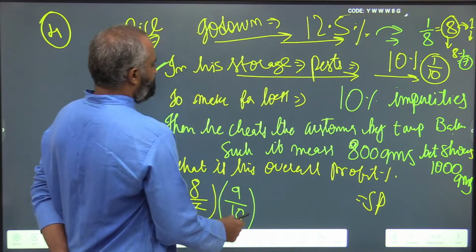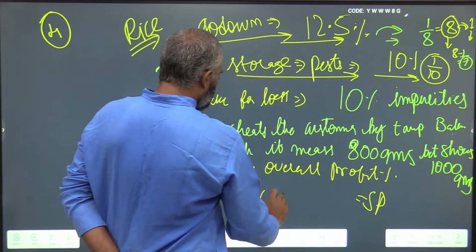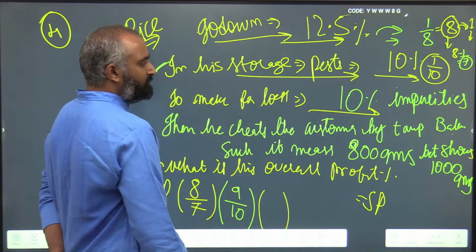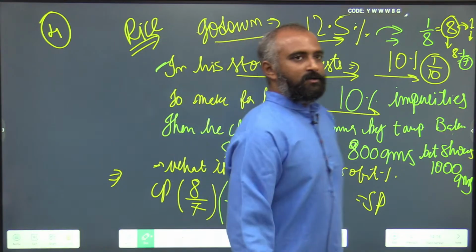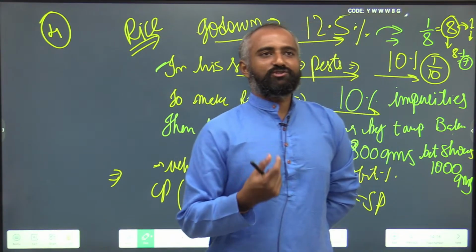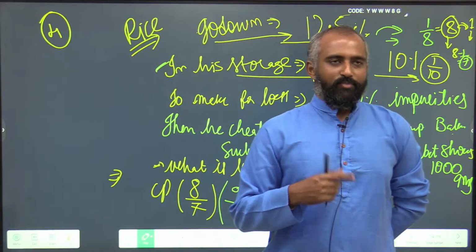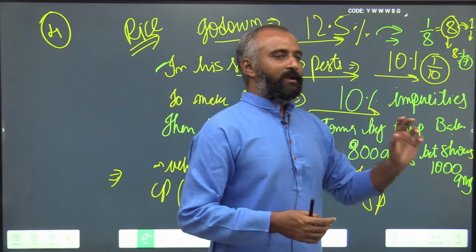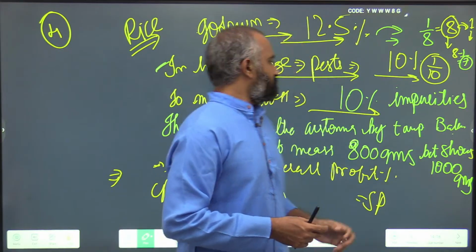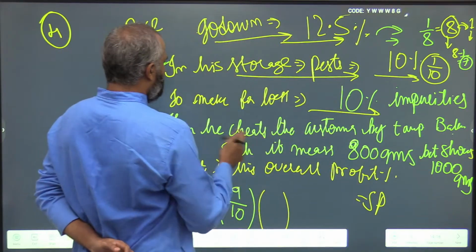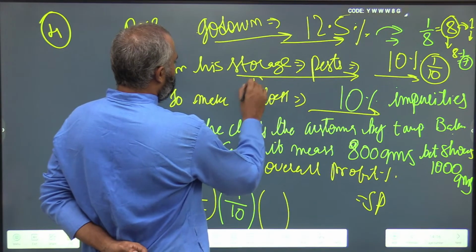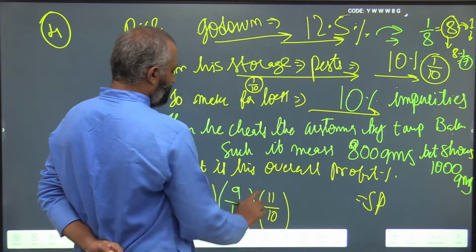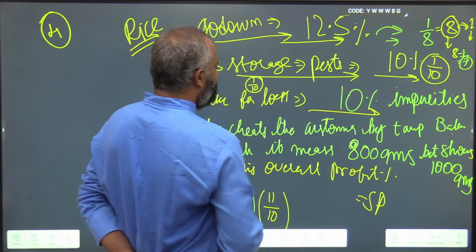Next, to make up for the loss, what does he do? He adds impurities. Is this profit making for the shopkeeper or loss making? With impurities you are increasing the quantity, but you are selling at the same price. So 10% is 1 by 10. Since it is profitable, it becomes 11 by 10. The factor is 11 by 10.